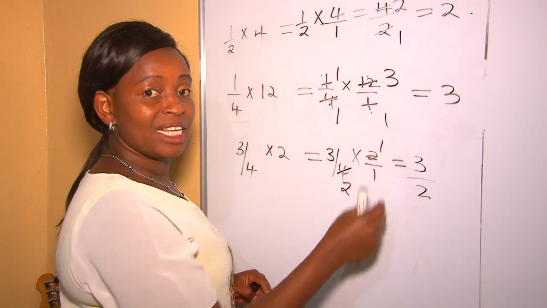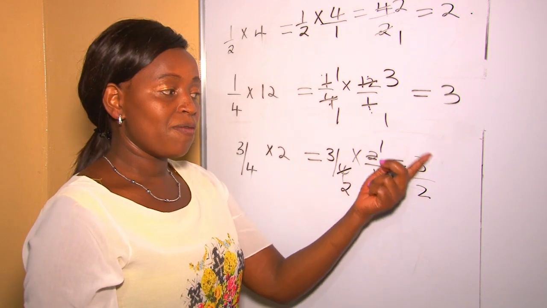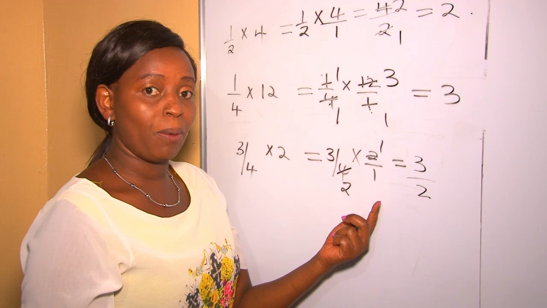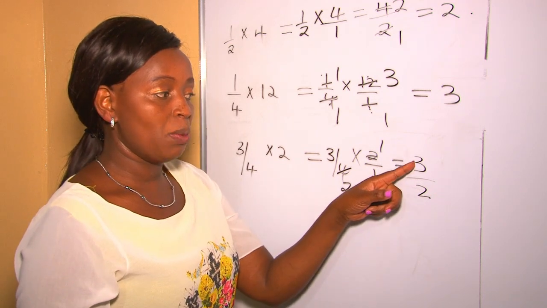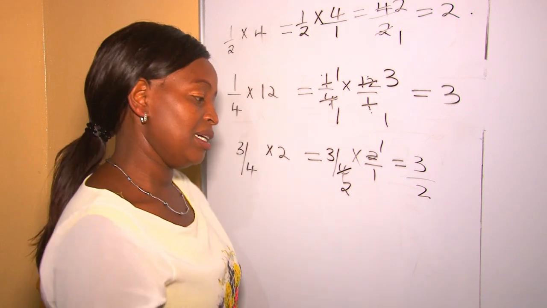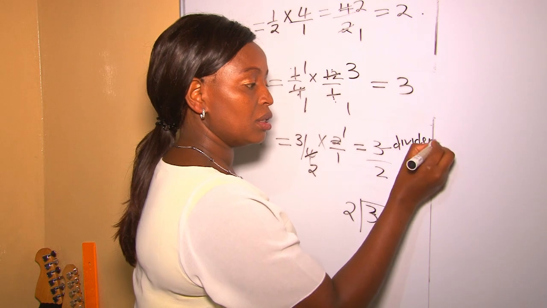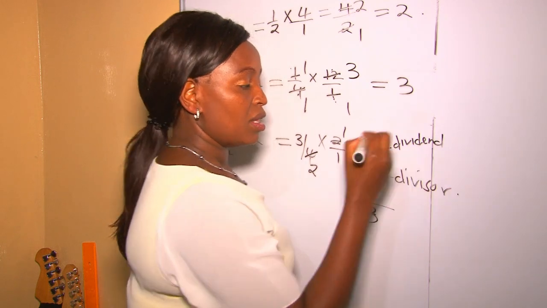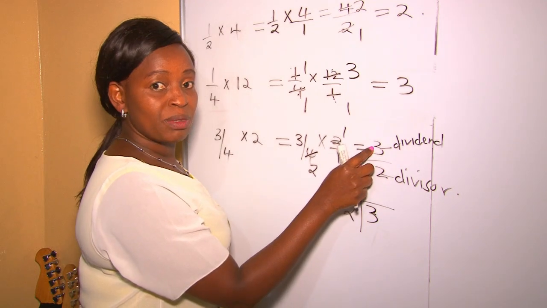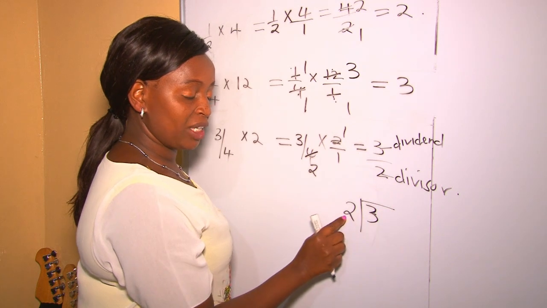Our answer here, as you can see, the numerator is bigger than the denominator. Therefore, this kind of fraction is improper. We now change it into a mixed fraction by saying numerator divided by the denominator. This is the dividend. This is the divisor. Therefore, the numerator becomes the dividend and the denominator becomes the divisor. So 3 divided by 2.